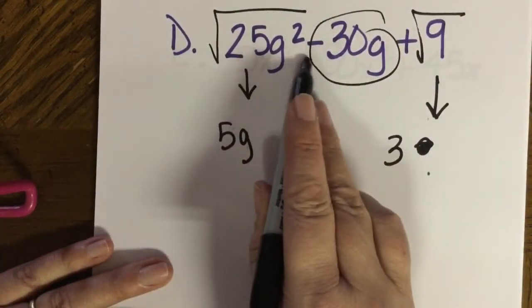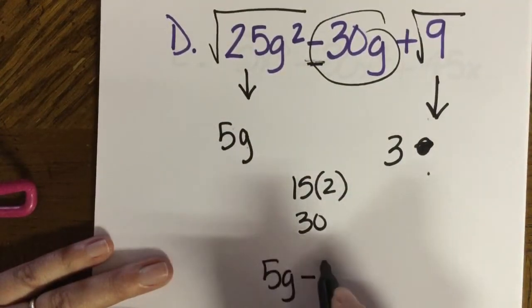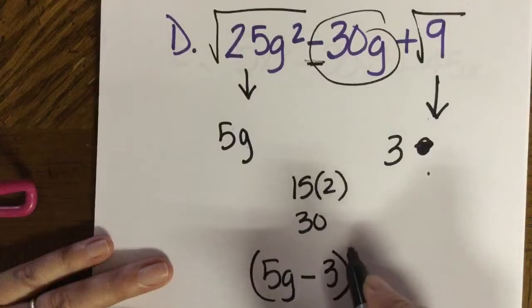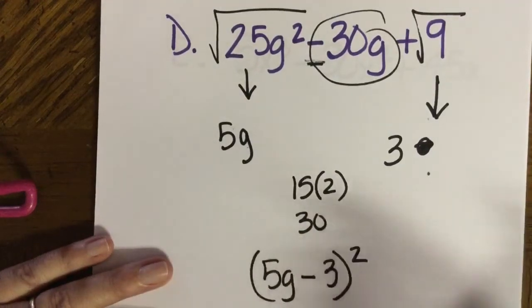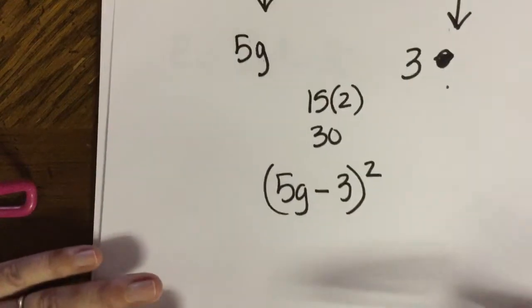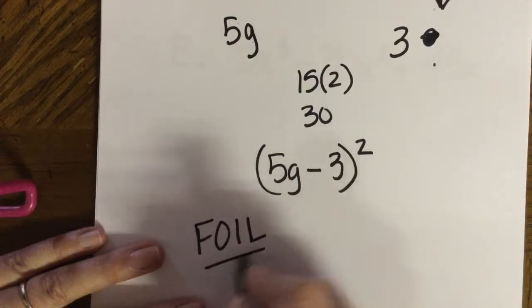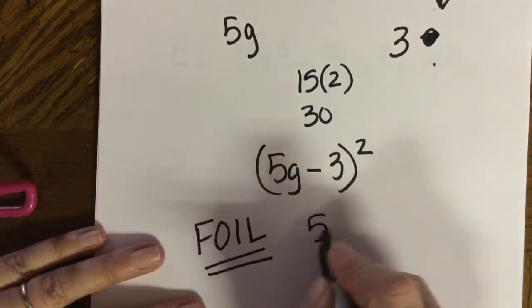Notice that this is a subtraction sign. So my actual answer is 5g minus 3, the entire quantity squared. How could you check this? What did we do originally when we first started factoring and we wanted to check our answers? How could we do that? We could check it by FOIL, right?